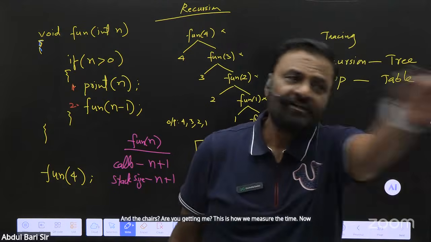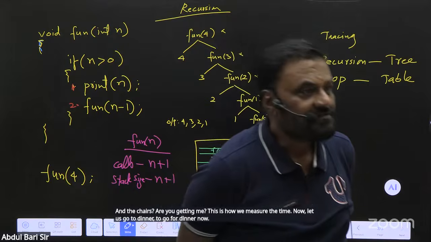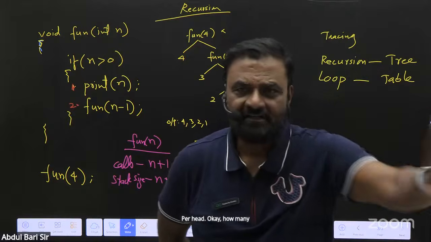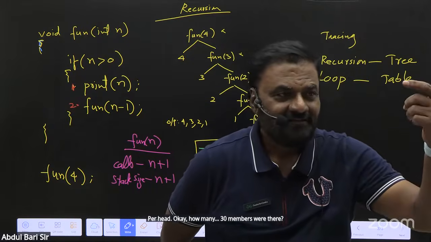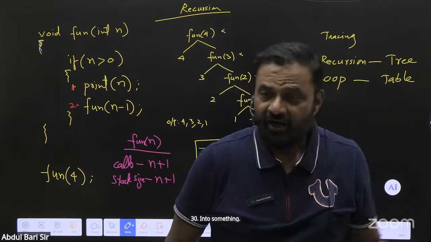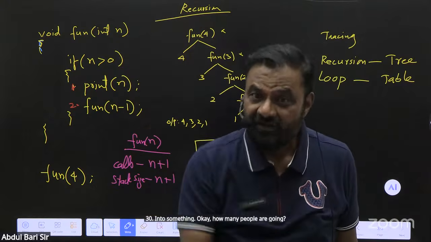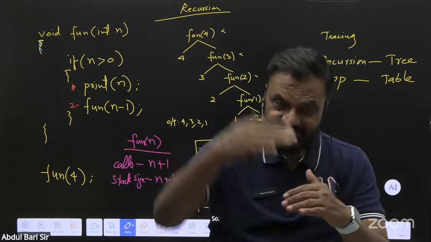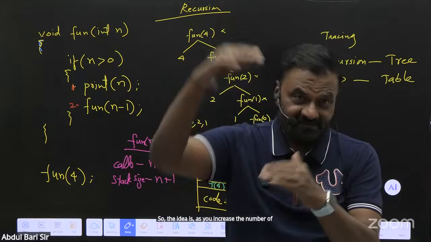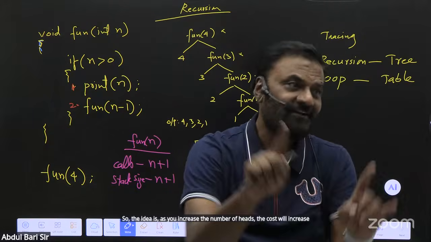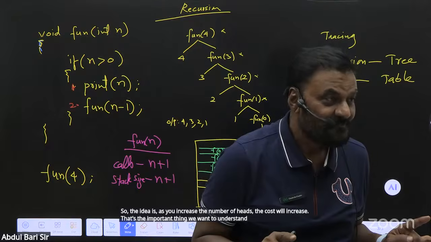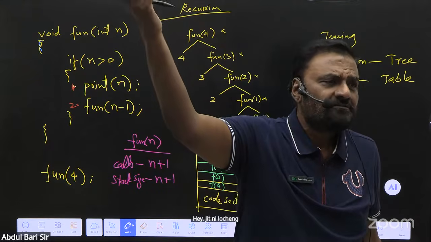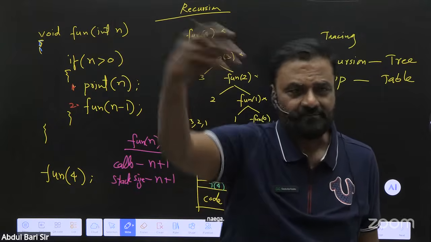Now, let us go to dinner. What will be the cost per head? Okay, 30 members are there, 30 into something. How many people are going? Some N people will be going. So what will be the cost? N into whatever it is. So the idea is, as you increase the number of heads, the cost will increase. That's the important thing we want to understand. Analysis. How much expense will come? The more people there are, the more it will be. More people, more cost.